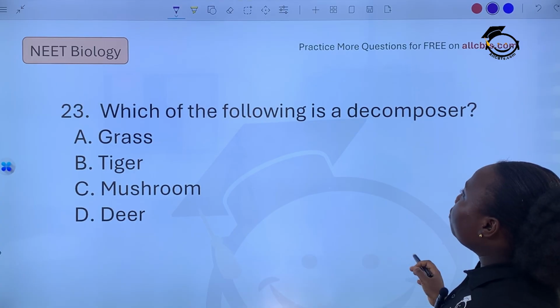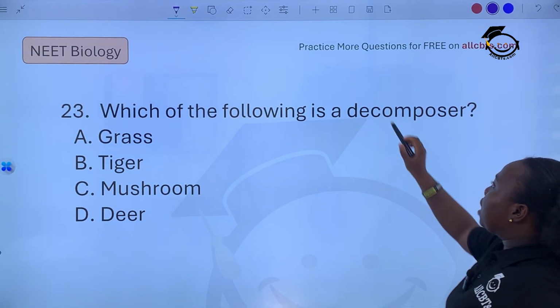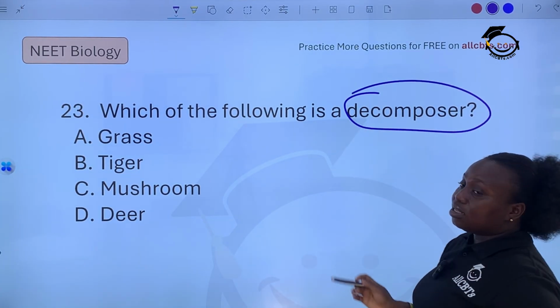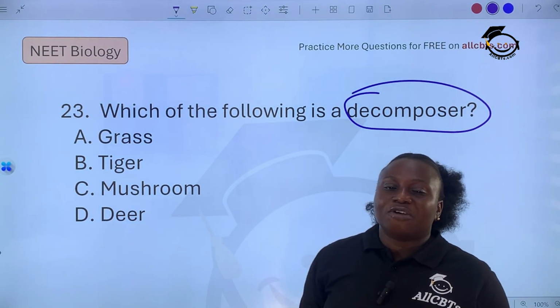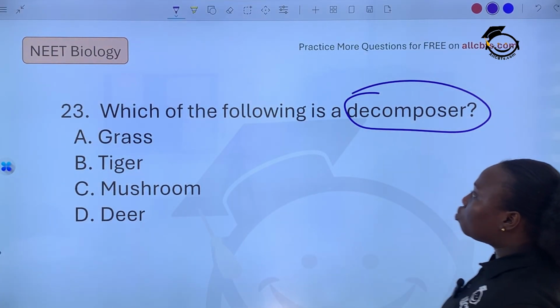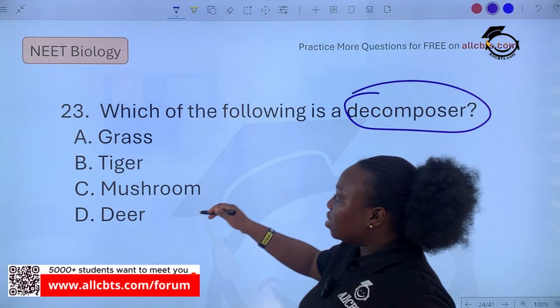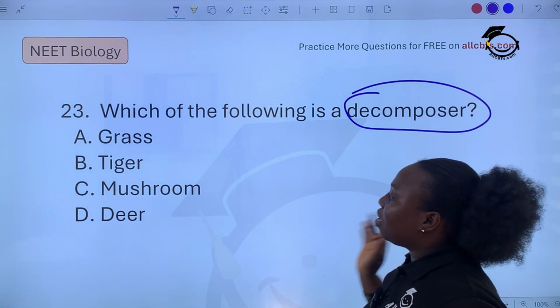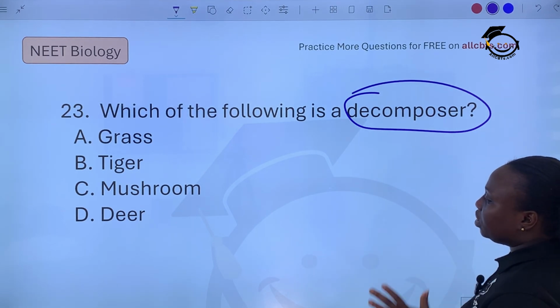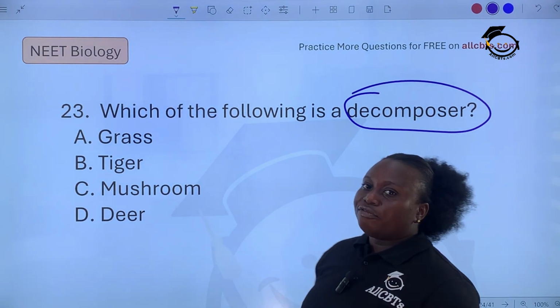Number 23, which of the following is a decomposer? Now, what are decomposers? These are organisms that break down food into smaller parts or particles. A, grass. B, tiger. C, mushroom. D, deer.